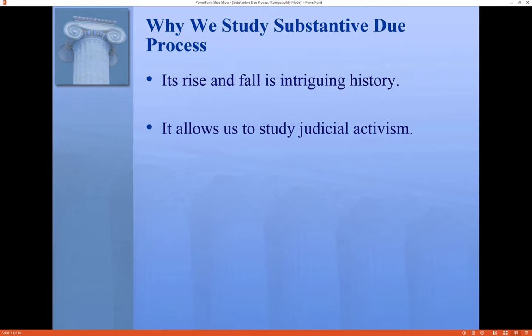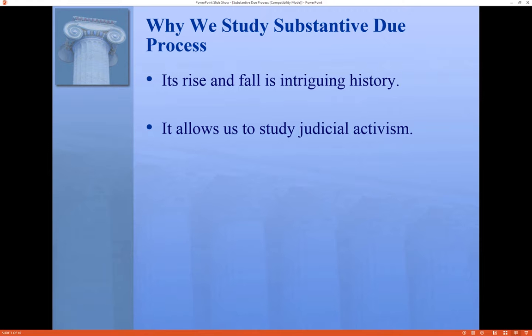Also, substantive due process allows us to study judicial activism. These were conservative courts here in the 1890s to the 1930s. They were conservative in their orientation, and they were also extremely activist. They were striking down federal regulations and striking down state regulations. So I think it helps us to explode this idea that conservatives are restraintists and liberals are activists. It's a false distinction, because the very first activists, the ones that went about striking down laws willy-nilly, were conservatives.